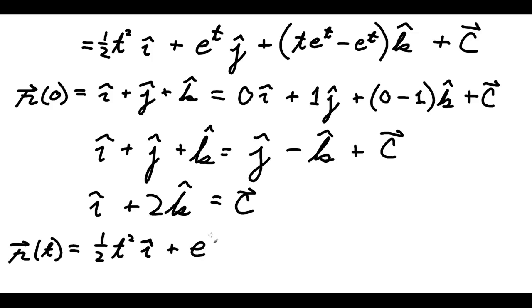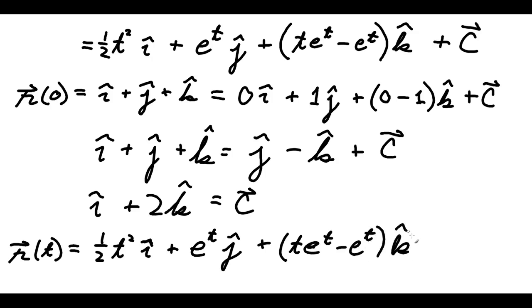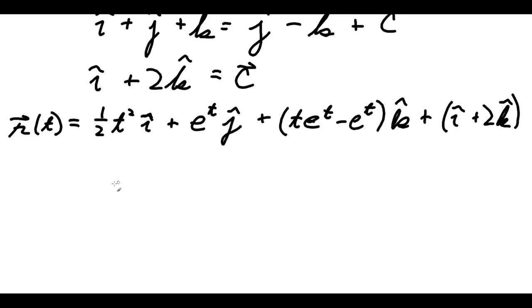So we have what we found for r of t, which is all of this, plus this vector we found for c, that was i plus 2k, right? And we want to write this in as simple a form as possible, so we want to collect the i's together.